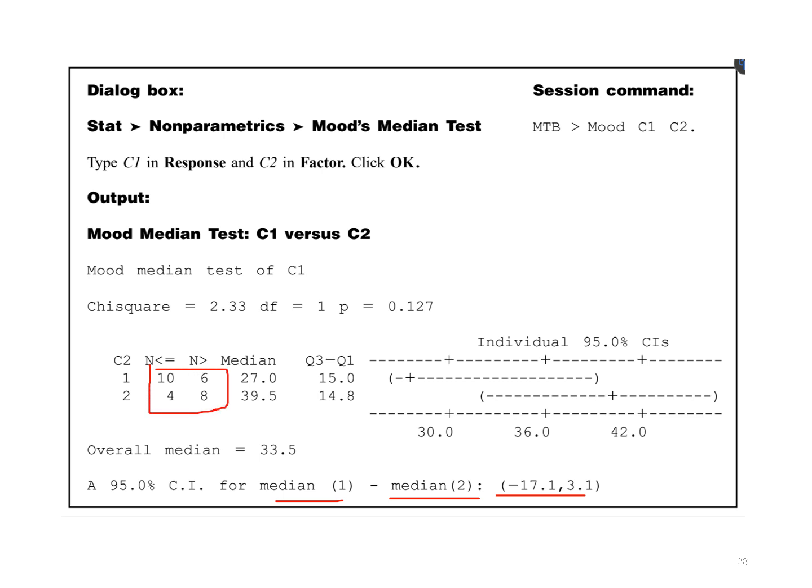10, 6, 4, 8 for each individual. The median for the first group is 27, and for the other group it is 39.5. The chi-square value is 2.3, degrees of freedom is 1, so the p-value is 0.127. So even though the medians look quite different, it's not significant. That's the median test.